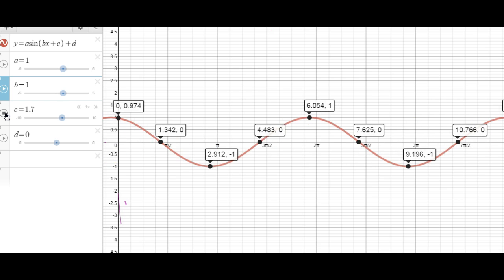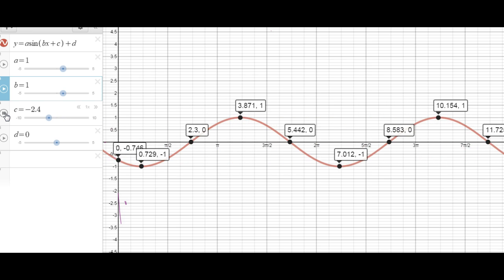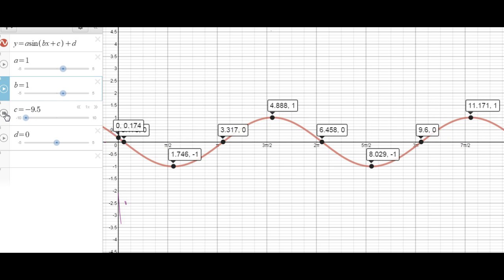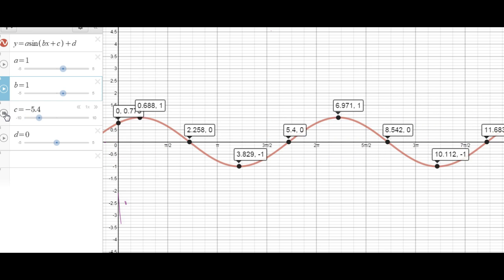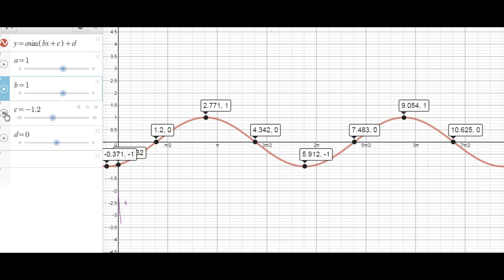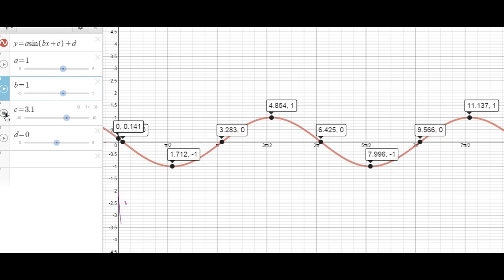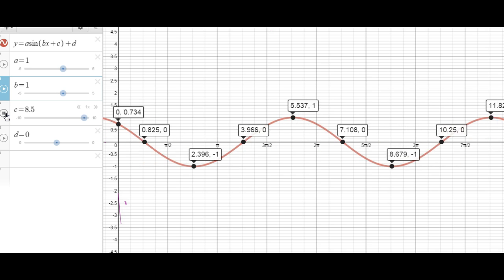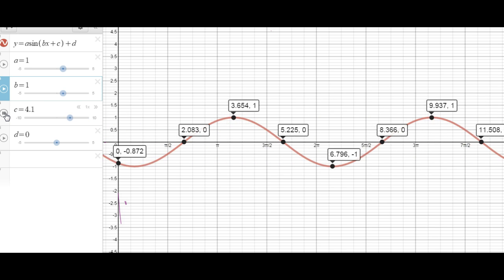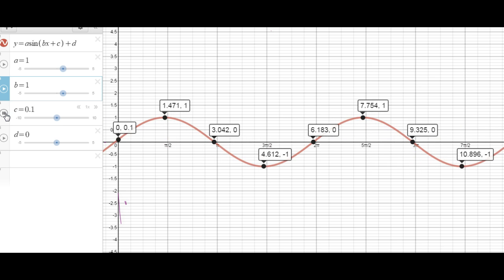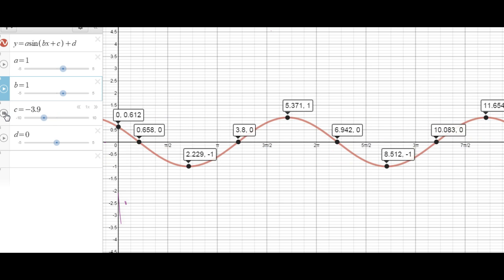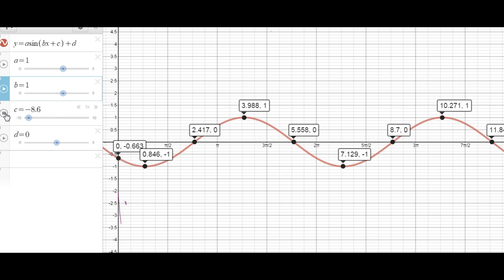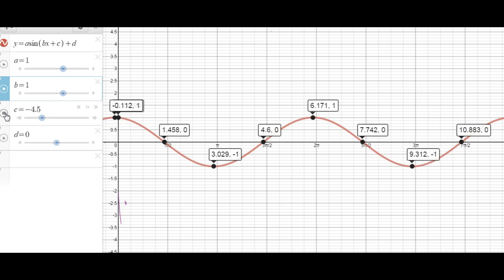So what's moving? So the whole graph's moving, right? So is its shape changing? Is it getting taller or smaller? Is its period changing? Is it getting wider or narrower? Is its midline changing, right? So no, I mean, what changes the midline? D. So D is still 0. What changes the amplitude? A. A is 1. What changes the period? B. B is still 1. So period is still 2 pi.